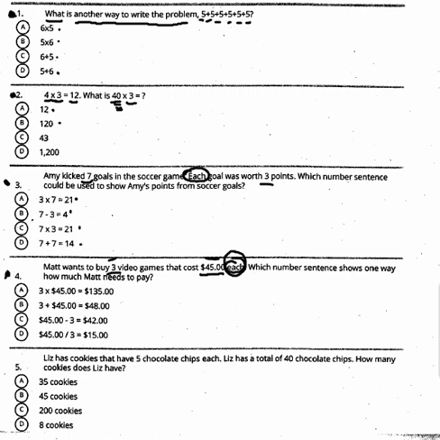And number 5. Liz has cookies that have 5 chocolate chips each. Liz has a total of 40 chocolate chips. How many cookies does Liz have? Alright, now let's think about this. She has 5 chocolate chips on each of her cookies. She only has 40 chocolate chips. So then think to yourself, how many of these cookies can she make? A, B, C, or D?